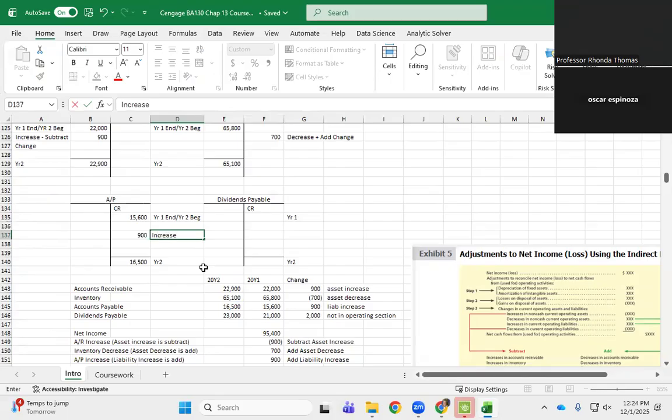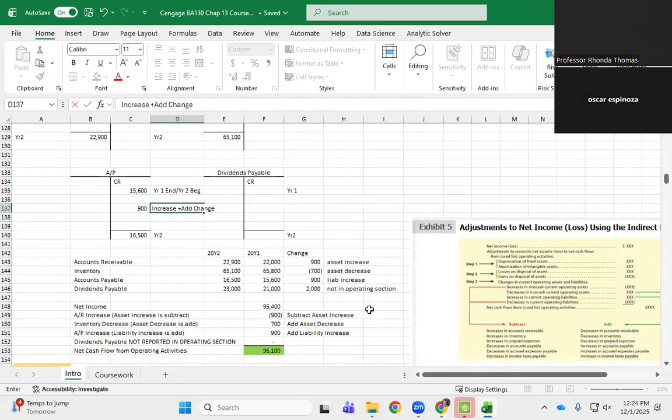Increase, add the change, add change. Okay, add change. All right. Now this last one they threw in just to be tricky. Okay. Dividends. Who do we pay dividends to? Does anybody remember? Who gets dividends? Stockholders. Okay. Anything to do with stocks and bonds goes where? Down here. Okay. So I know that's a payable, but it's not a current liability or an operating liability as we would look at it.